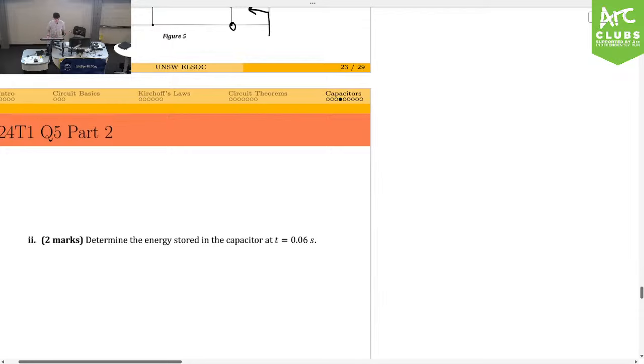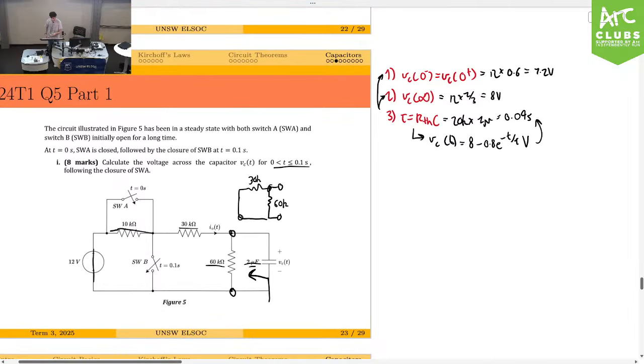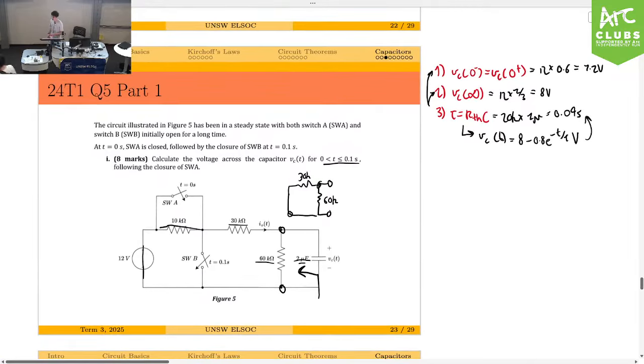All right, so the second part is that we have to find the energy stored at the capacitor at t equals 0.06 seconds. Yeah? So you want to know why it's 30 parallel 60? All right, so maybe I'll redraw it, just so it's very, very clear. So we're finding the Thevenin equivalent resistance after we flip the switch.